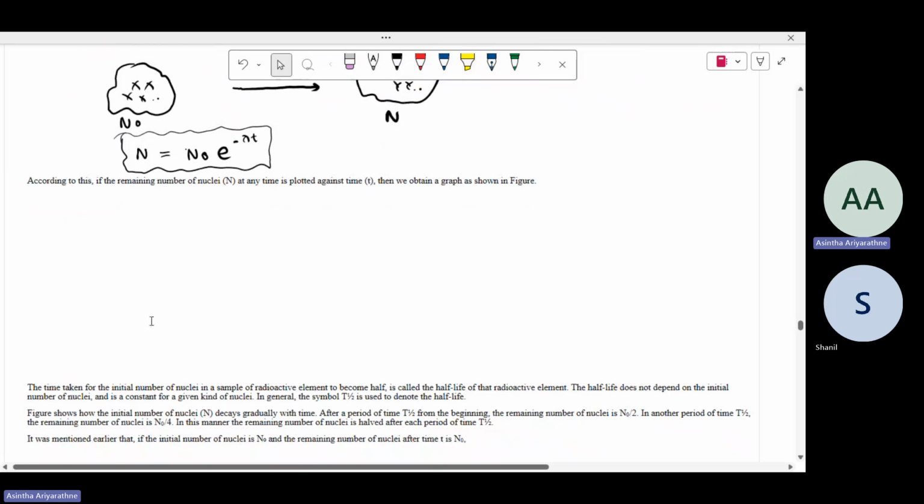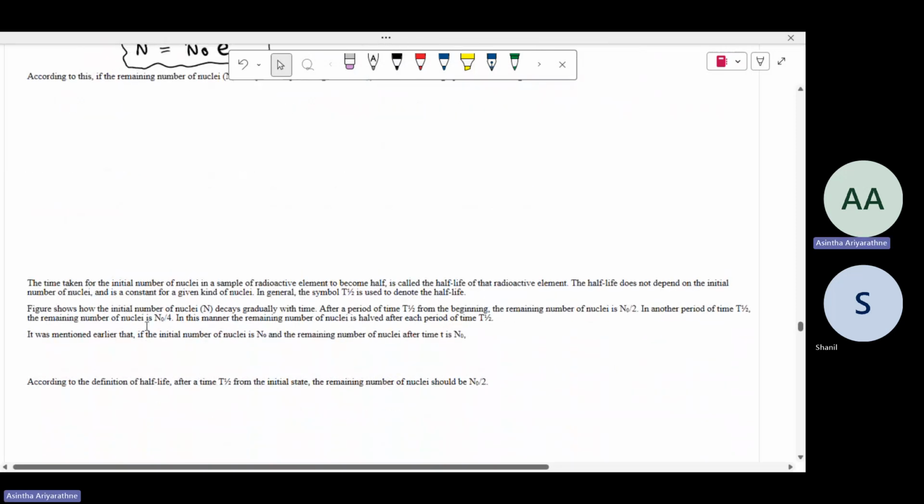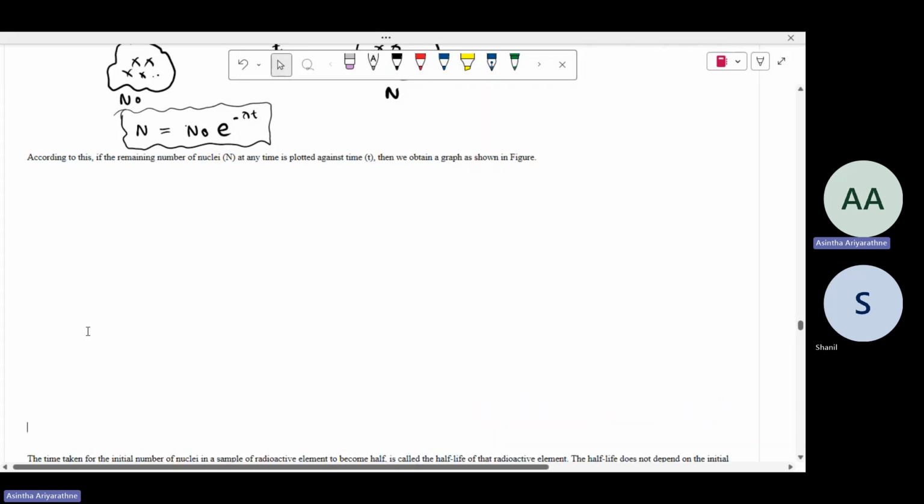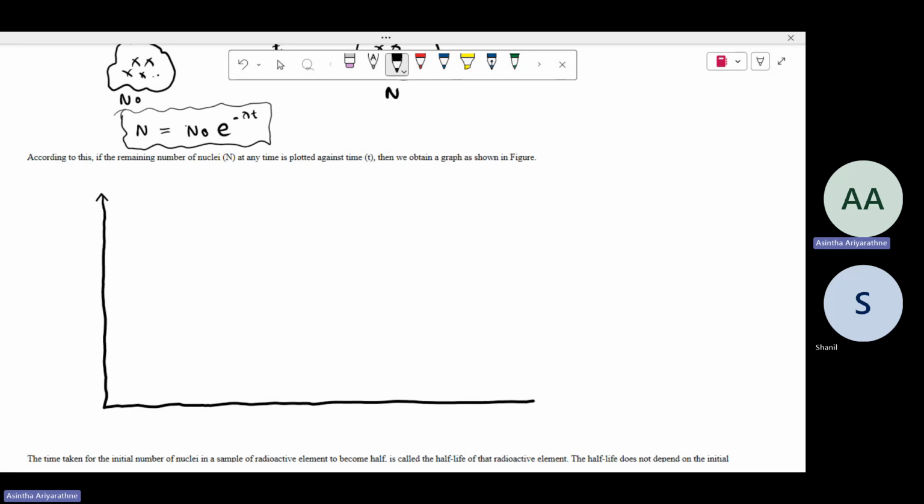So here we can see that we have e to the power minus lambda t. It is the natural exponential function. So what would be the shape if we plot a graph between the number of unstable elements N and time?